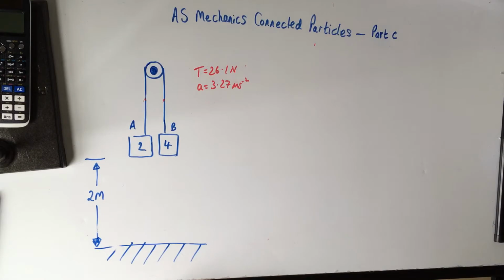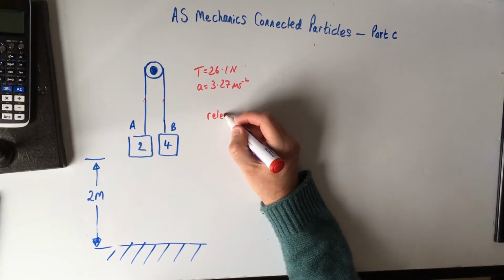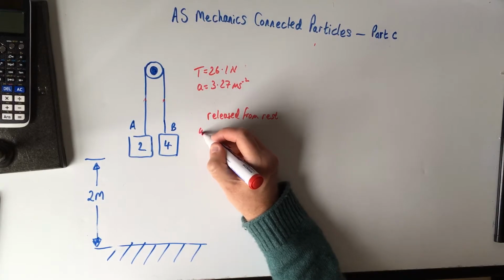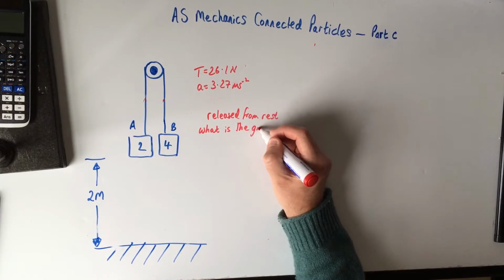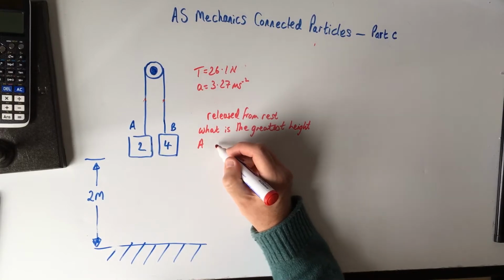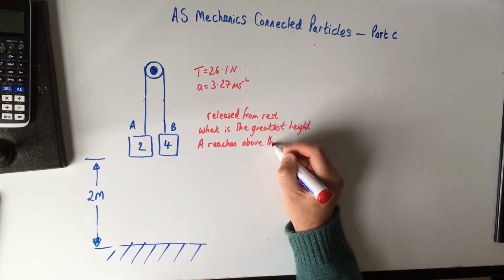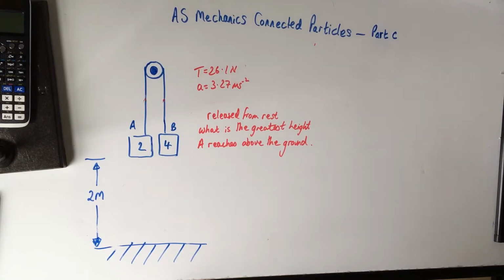The question that I'm going to ask you, and this is how you would get it, would say: released from rest, what is the greatest height A reaches above the ground? There's a question for you. So what is the greatest height A reaches above the ground? That's what we're going to do now. I want you to think about this.